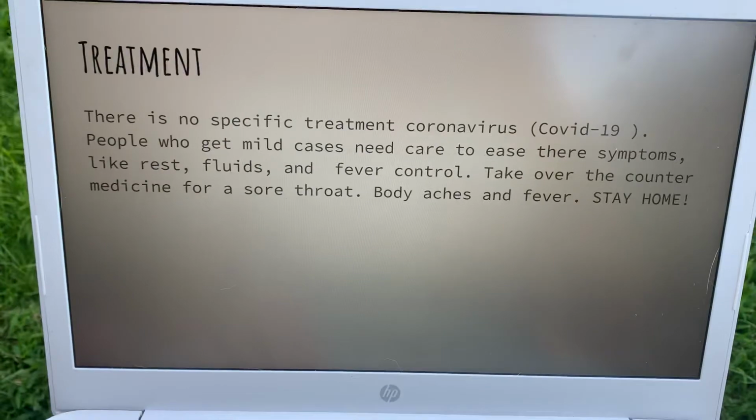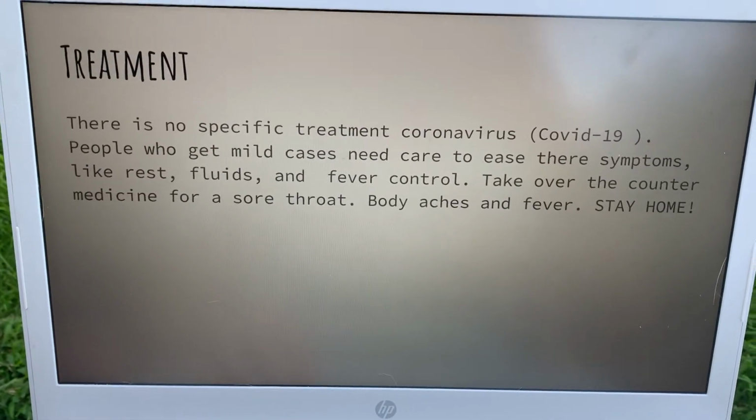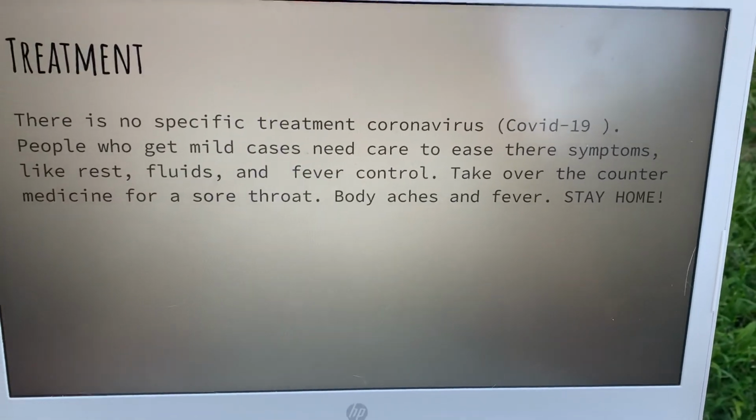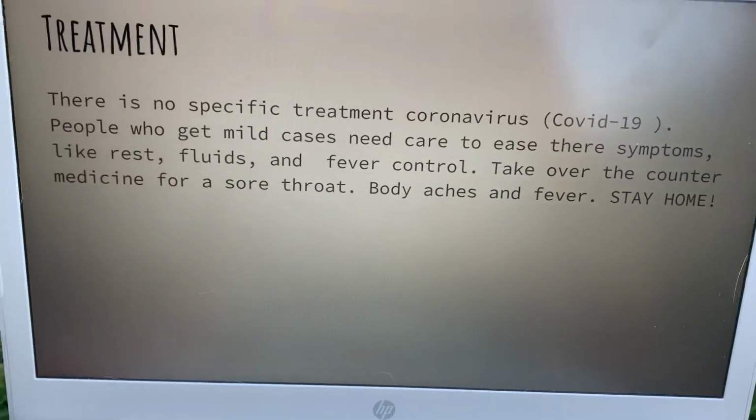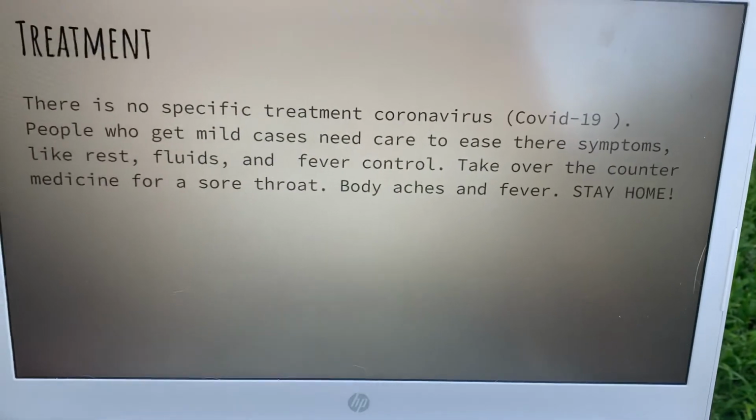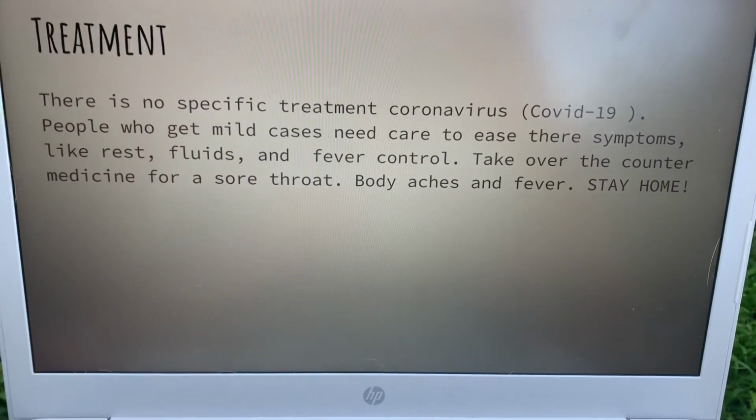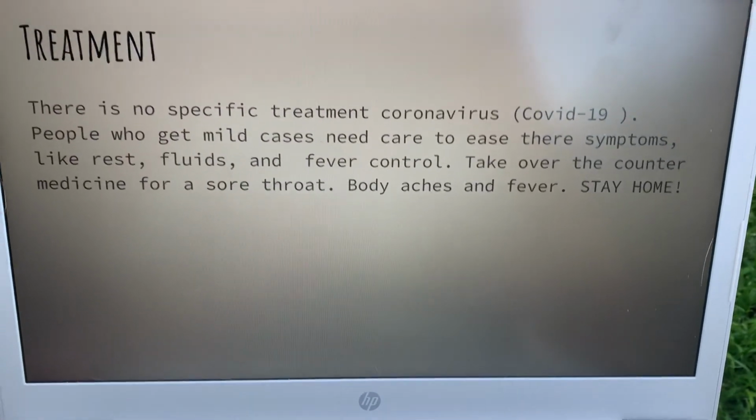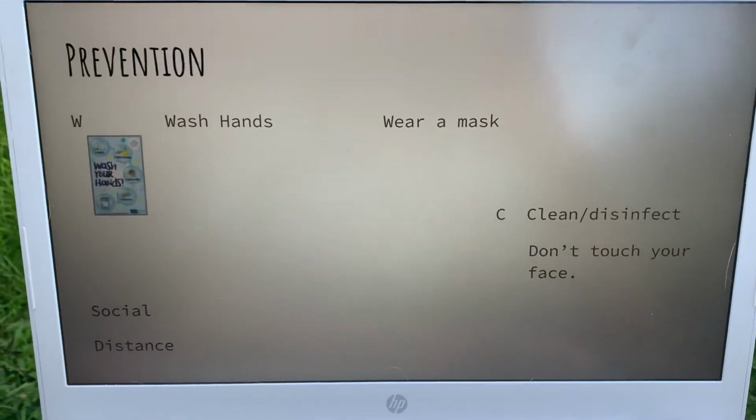Treatment. There's no specific treatment for coronavirus. People who often get mild symptoms need to take care of their symptoms with rest, fluids, and fever control. Take over-the-counter medications for a sore throat, body aches, and fevers. And most importantly, stay home.